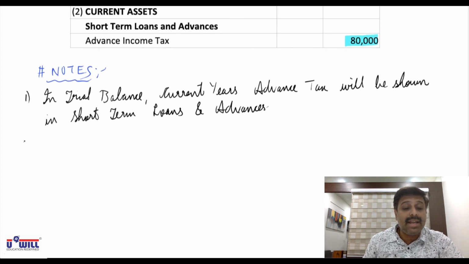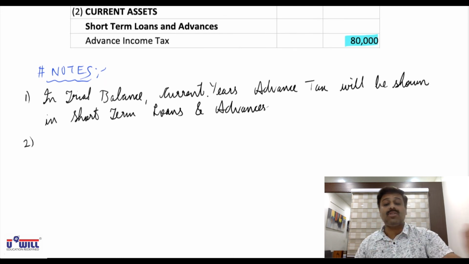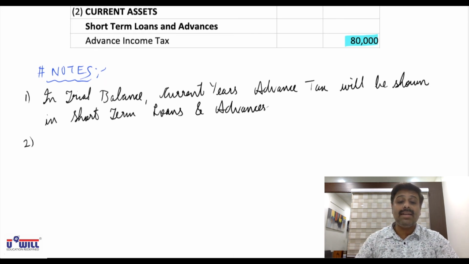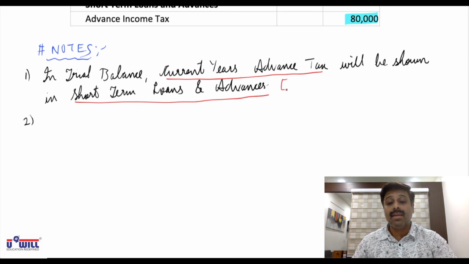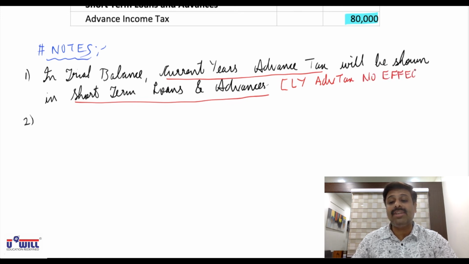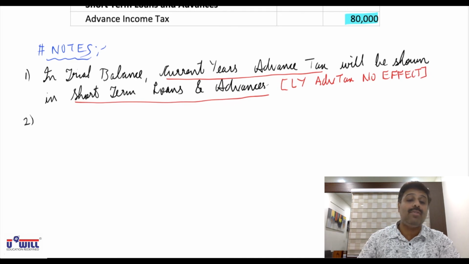Is everyone clear with that? Last year's advance tax will have no effect. Only current year's advance tax is to be shown in short term loans and advances. Remember that. Why? Because it gets adjusted with gross tax liability of last year.